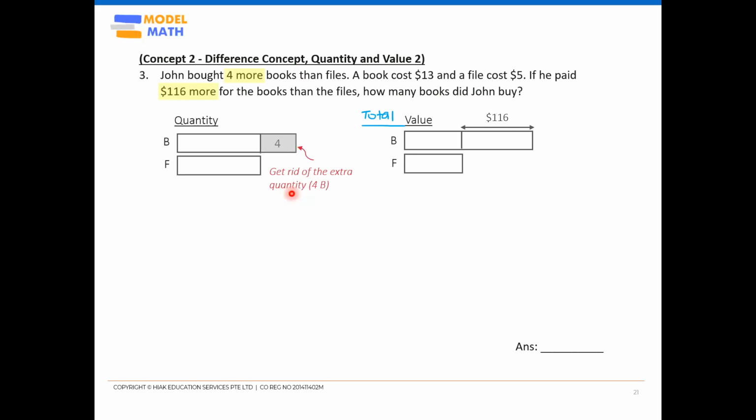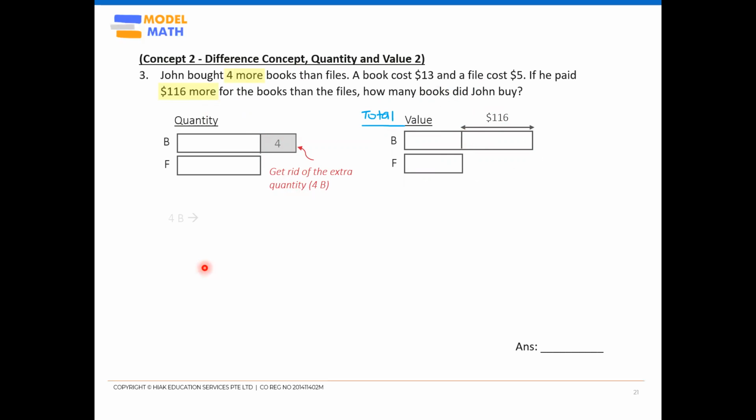Now, since we have removed the extra 4 books from the quantity side, think about it. Is it fair if I do not do any shading off from the right-hand side model? I hope you know it's not fair. Because if I remove 4 books from here, obviously the value of the 4 books has to disappear from this side as well, from the books model, from the value model. So that's exactly what we wish to do now.